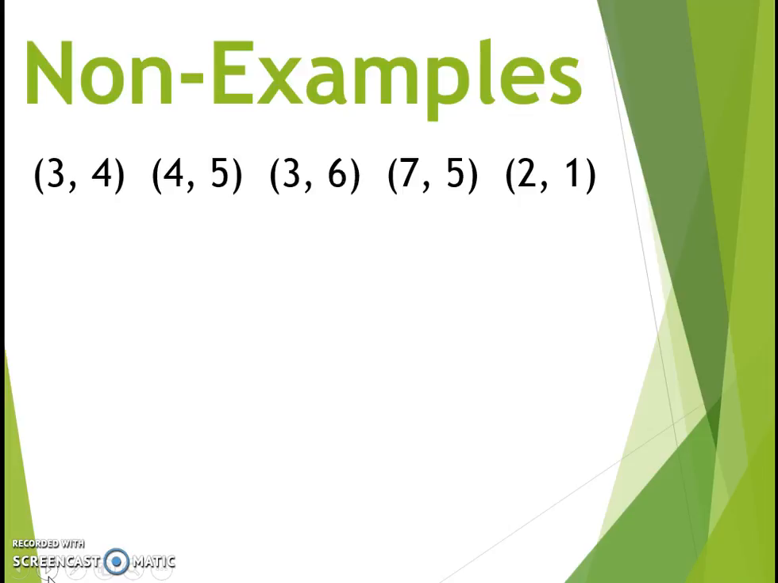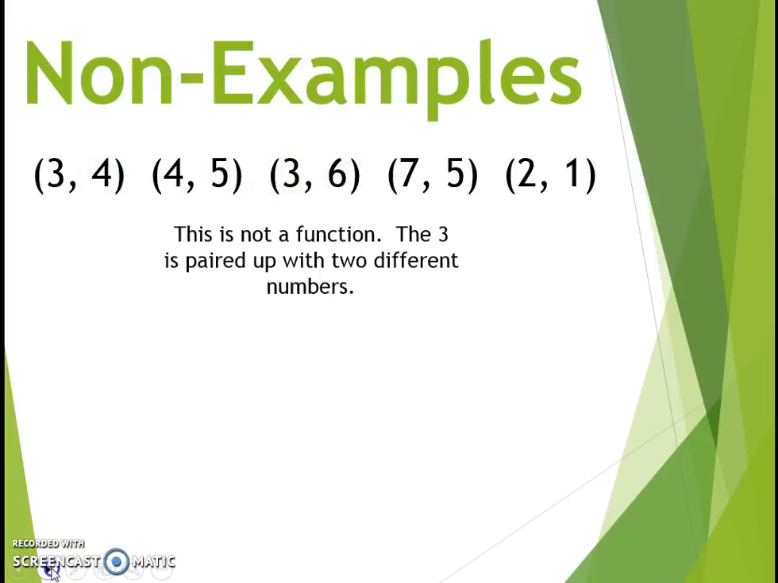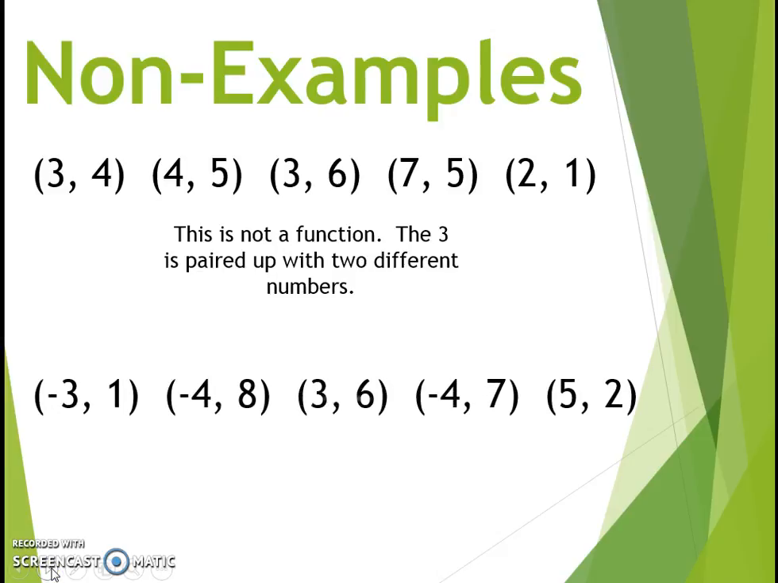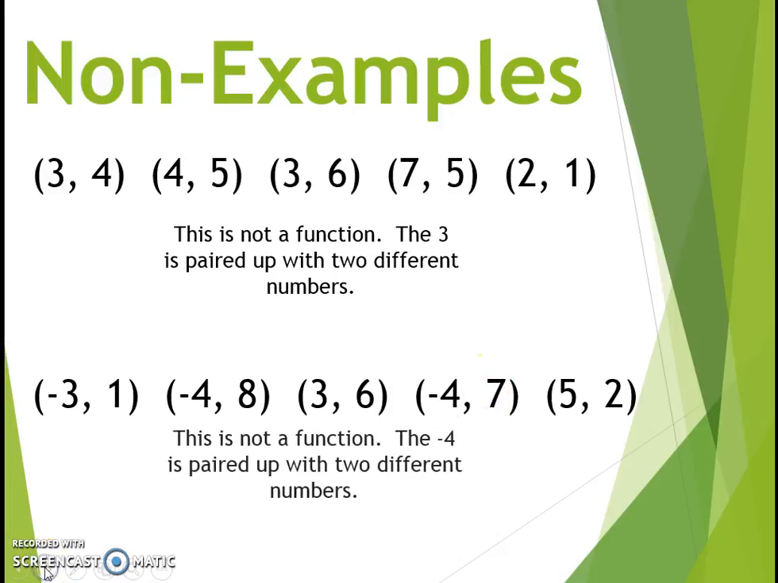Now, when looking at points, it's typically very easy to see when it's not a function because you get a repeat in the x values. So here we have 3, 4, 3 again. So the 3 is paired with 4 and the 3 is paired with 6. So this is not a function. And here we have a -4 paired with 8 and -4 paired with 7. So again, this one is not a function either.